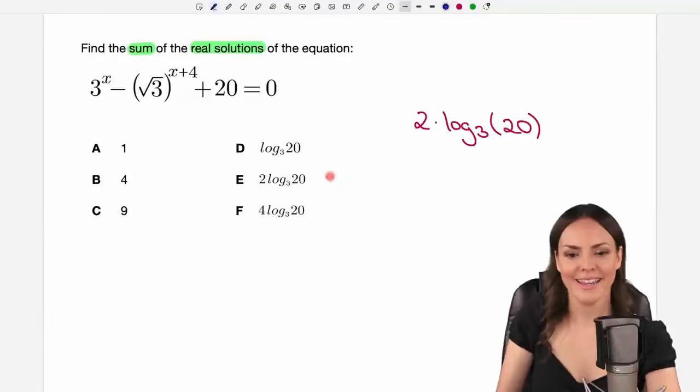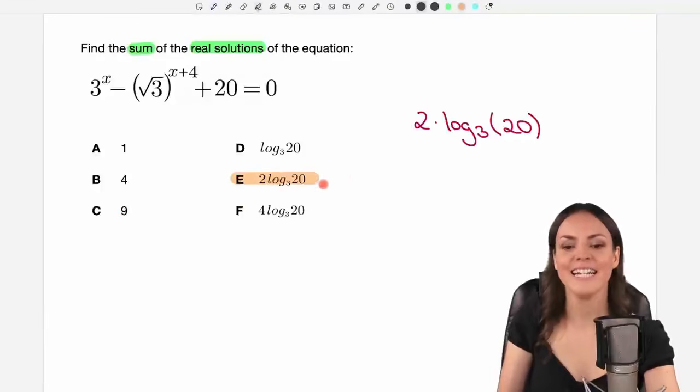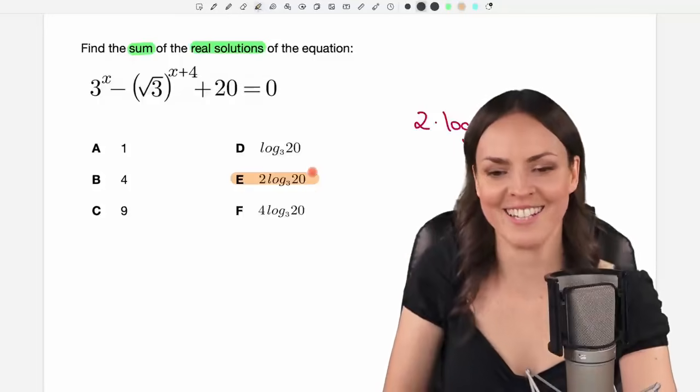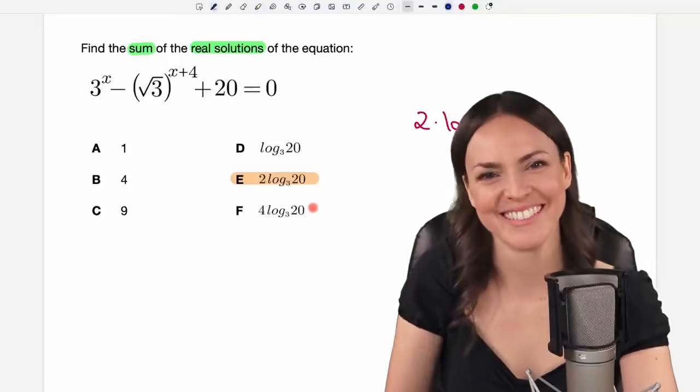Let's pray that it is somewhere in the answers. It's answer E. And we finally, almost in 4 minutes, solved this problem.